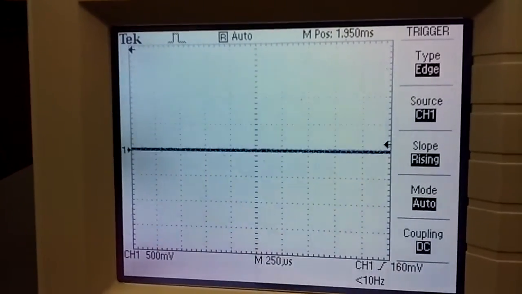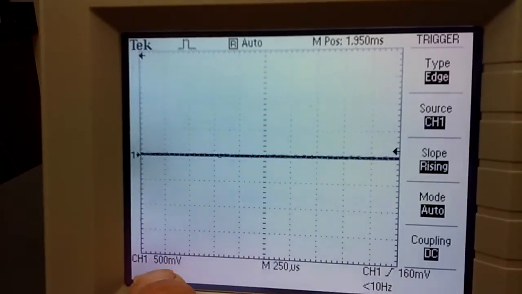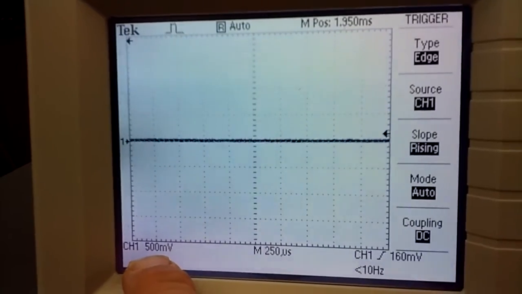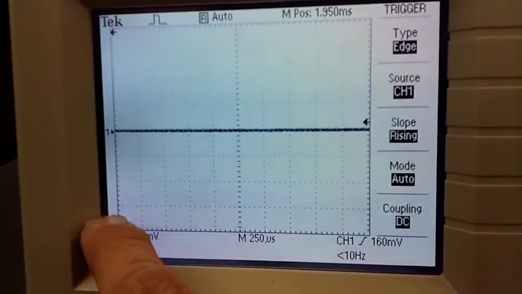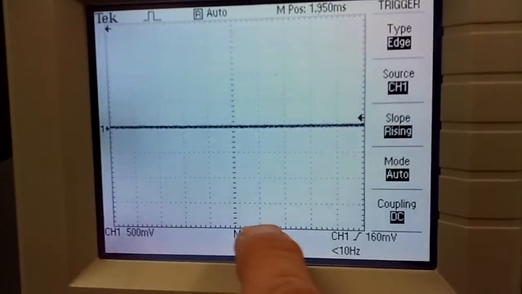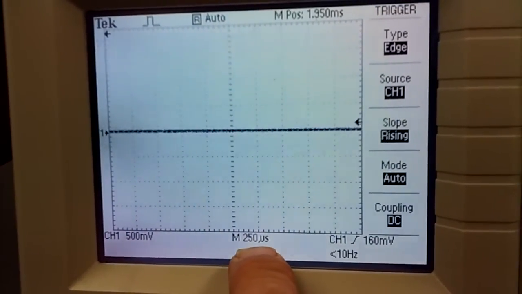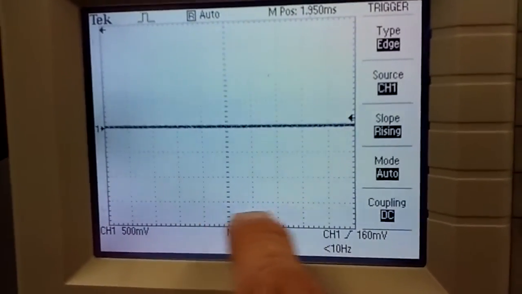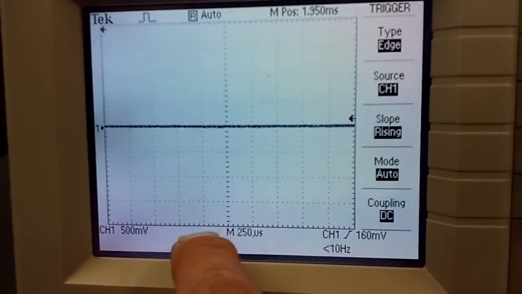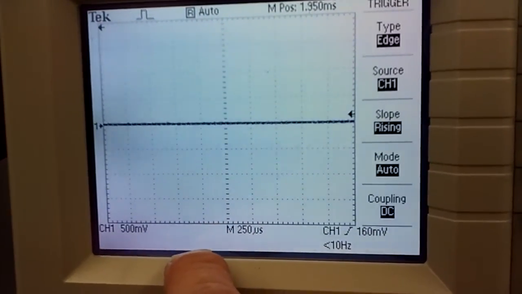But anyway, normally you would look at a graph of voltage versus time. And you'll notice down here, notice where this says 500 millivolts. That's telling you that each block represents 500 millivolts. Over here, 250 microseconds. Right now, each block horizontally represents 250 microseconds. Okay.